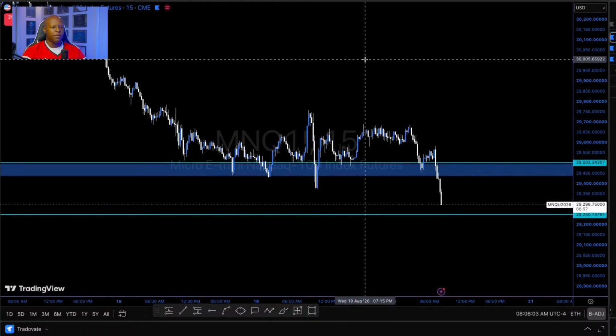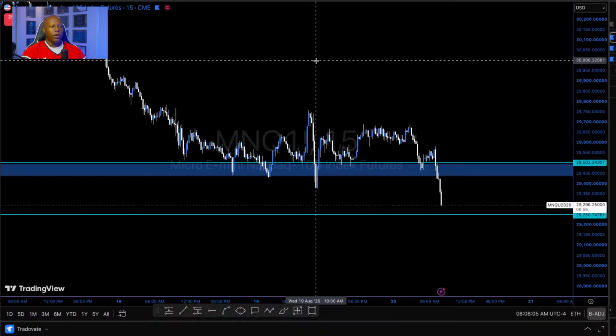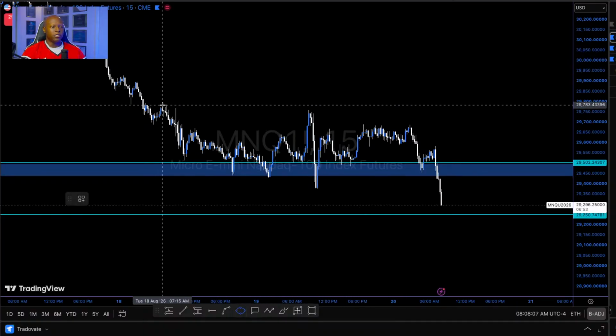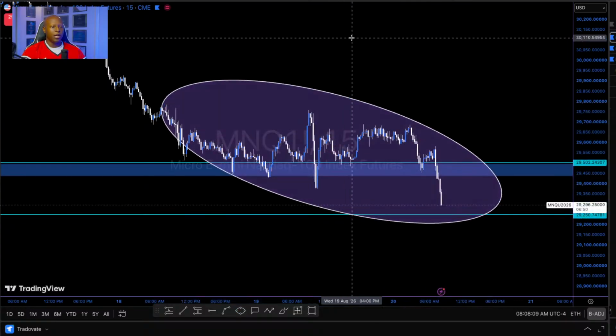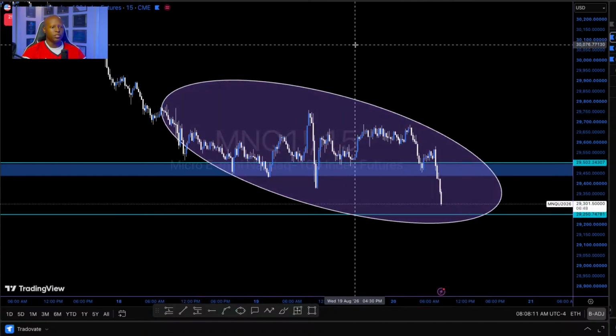In terms of our 15-minute time frame here, chat, first of all, let's just determine this here. What is our 15-minute time frame? Is it bullish or is it bearish?